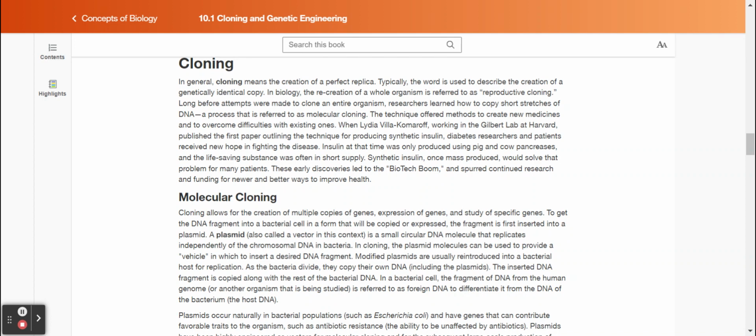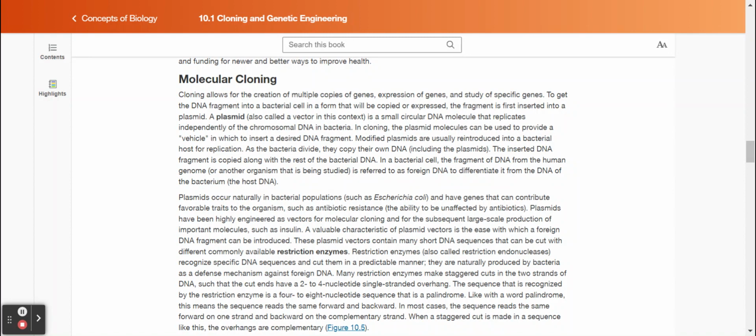The technique offered methods to create new medicines and to overcome difficulties with existing ones. When Lydia Villa-Komaroff, working in the Gilbert lab at Harvard, published the first paper outlining the technique for producing synthetic insulin, diabetes researchers and patients received new hope in fighting the disease. Insulin at that time was only produced using pig and cow pancreases, and the life-saving substance was often in short supply. Synthetic insulin, once mass-produced, would solve that problem for many patients. These early discoveries led to the biotech boom and spurred continued research and funding for newer and better ways to improve health.